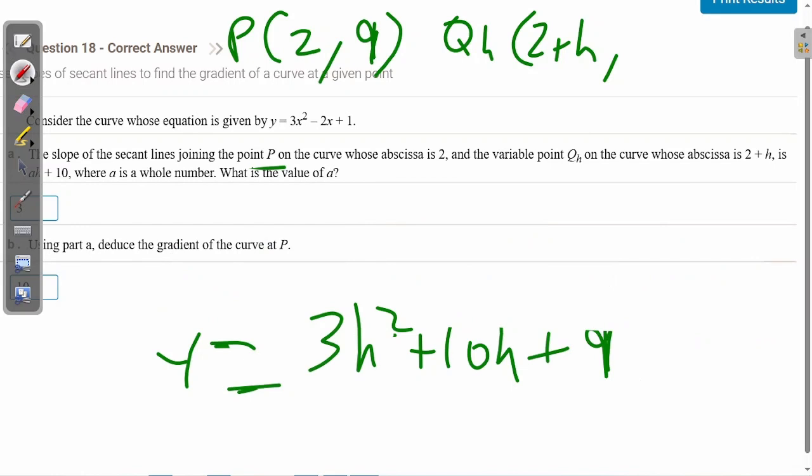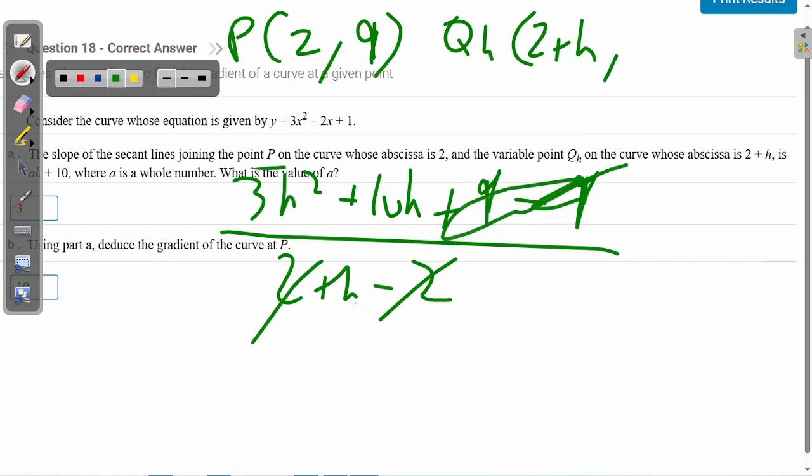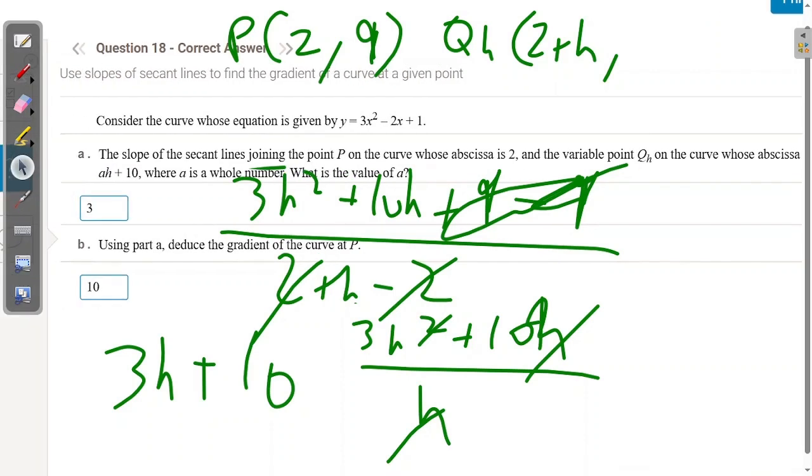Okay, so now you have the y. Now we can find the slope, so (3h squared plus 10h plus 9 minus 9) over (2 plus h minus 2). These get cancelled. We get 3h squared plus 10h over h. You can cancel the h's, you get 3h plus 10. Here they said it's Ah plus 10 and they want A, so A is 3.